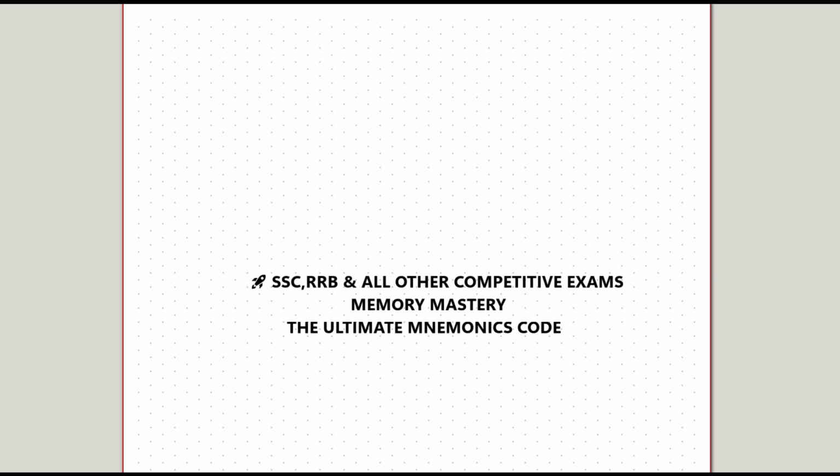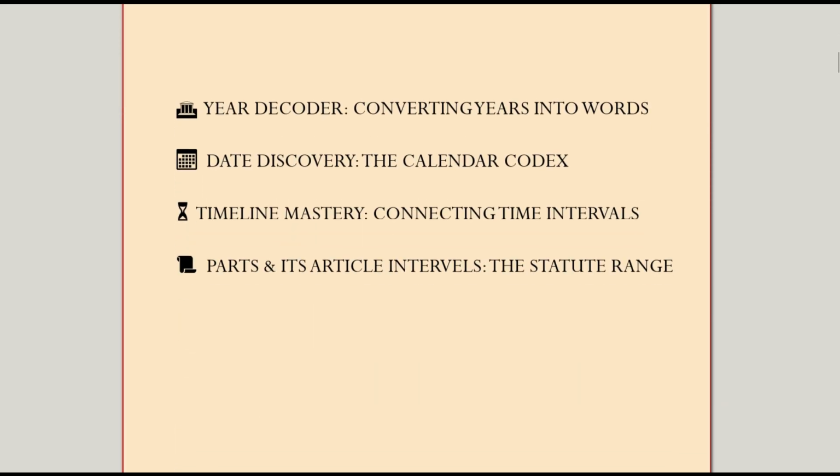I'm going to cover four types of numbers: important dates, time intervals, constitutional parts, and article intervals. You can see these four here: years, dates, time intervals, constitutional parts, and article intervals. We are going to discuss them one by one in a simple manner.